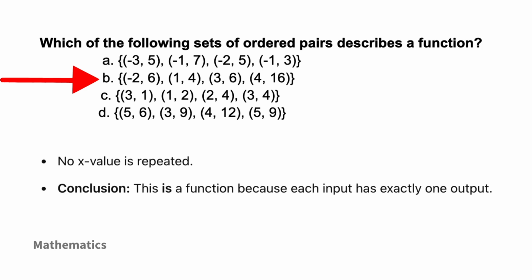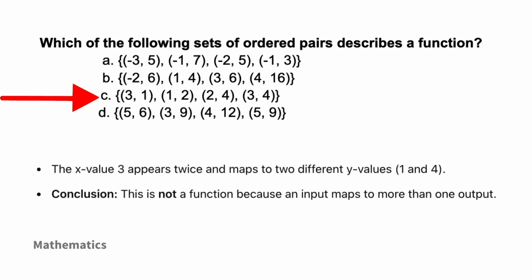Let's move on to option B. We have negative 2, 6; 1, 4; 3, 6; 4, 16. No x value is repeated. So we understand that option B is a function because each input has exactly one output. Now, on your teacher certification exam, if time allows, I personally recommend double checking the other remaining solutions that we haven't looked at in order to confirm that B is the correct solution.